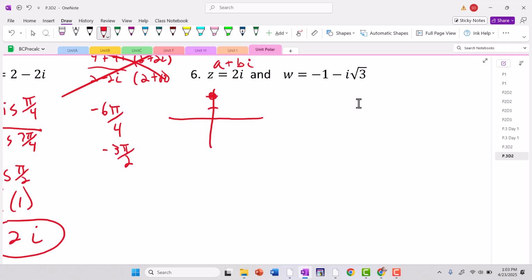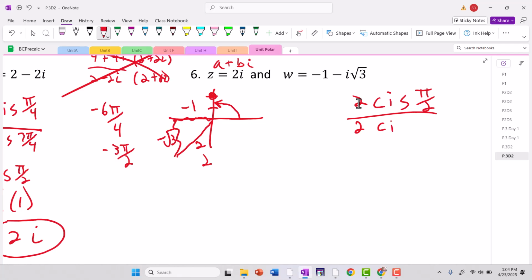What's this angle measure? Okay, so it's 2 up, so it's 2 cis, because we're dividing these, pi over 2, over, and then this other one, let's just put it on the same graph, -1, negative root 3. Here we go again. A root 3, say it. 2, and then that's cis, that's a 60 again. We've already had this, right? Didn't we? 4 pi over 3.